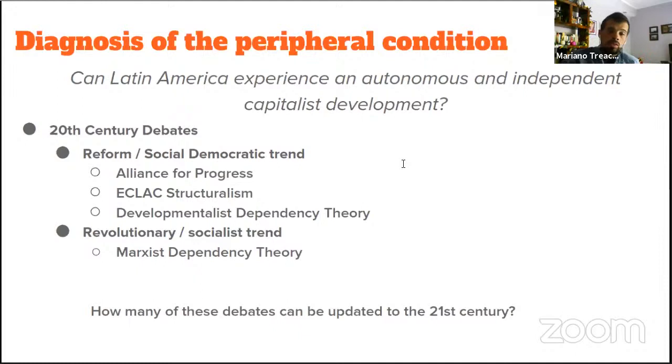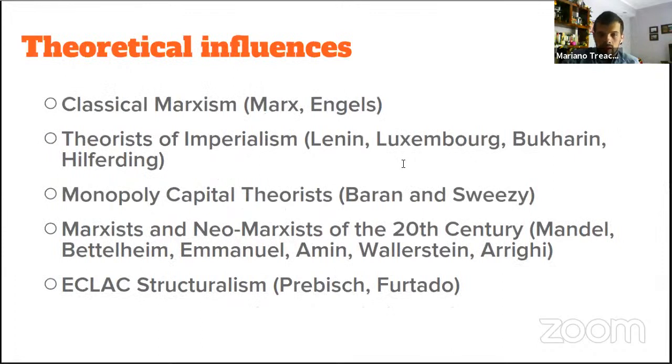But in the 21st century, as we will see, this debate will switch, because reform and revolution is no longer the main topic. We no longer have the bipolar world between the US and the USSR powers. So we will try to update some of these debates. As theoretical influences of the dependency theory, we will find the classical Marxism, the imperialism theorists, the monopoly capital theorists like Baran and Sweezy, and mainly the Marxists and neo-Marxists of the 20th century, like Mandel, Bettelheim, Emmanuel, Amin, Wallerstein, and Arrighi. And the Latin American structuralism school, mainly Prebisch and Celso Furtado. These are some of the theoretical influences of the dependency theory.